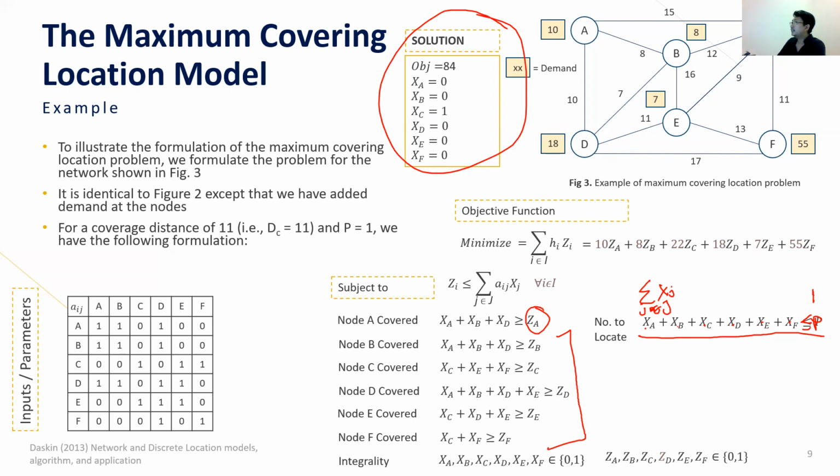Why? Because you can see here, C has 22 here, here is 55. If you select another node, here 1 and here 1, this will violate the constraint because you can only open 1. So if you open XA, 1 here, 10, and then 8, and then 18, it's less than 84. So that one is not better than opening C. So this one will be the optimal one.